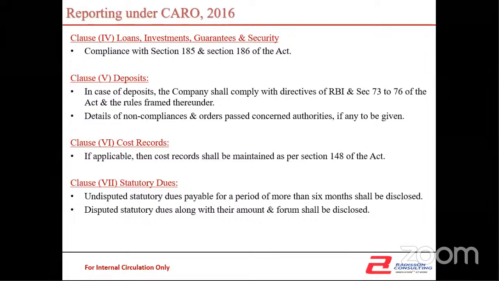Moving ahead to clause 6, which talks about the case where the company is required to maintain cost audit records under the provisions of section 148 of the act. The auditor is required to check whether the same is in line with the applicable section or not.